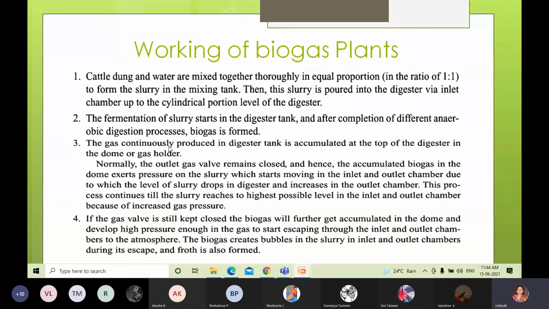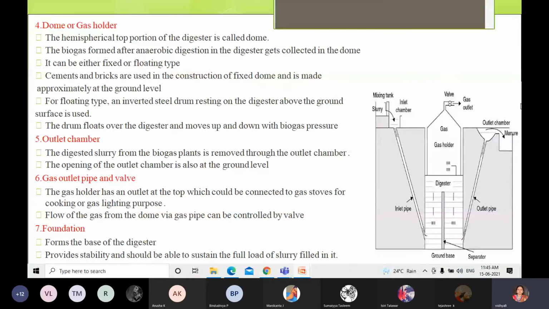The gas is continuously produced in the digester tank. It is accumulated at the top of the digester in the dome or gas holder. We have already discussed this in the construction. Whatever gas is produced in the digester tank is stored at the top of the digester in the dome or gas holder. The outlet gas valve remains closed. If you observe, this will be a closed valve.